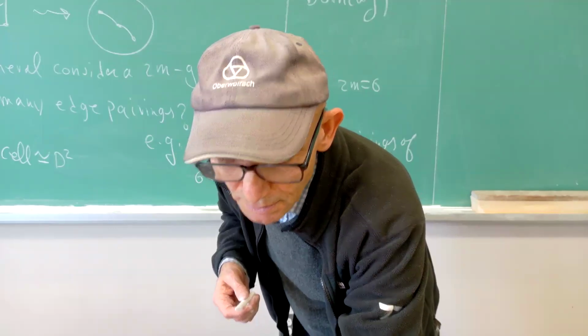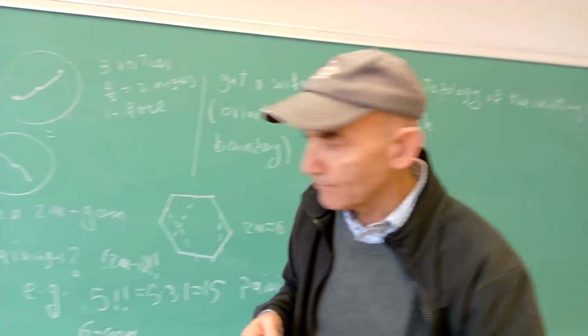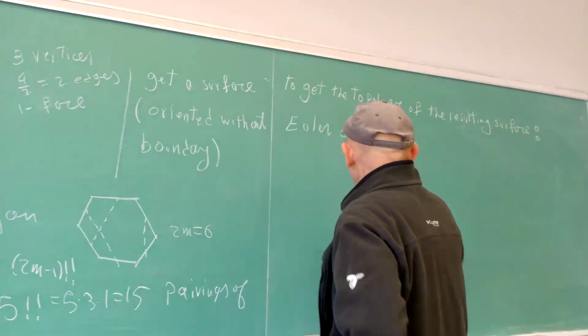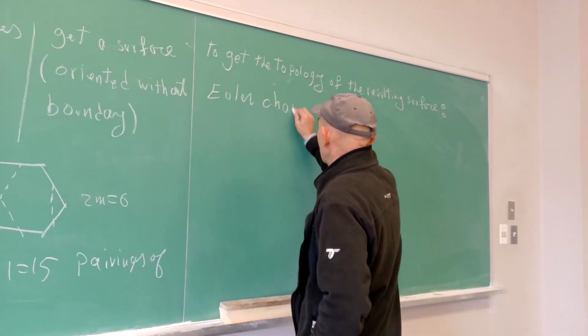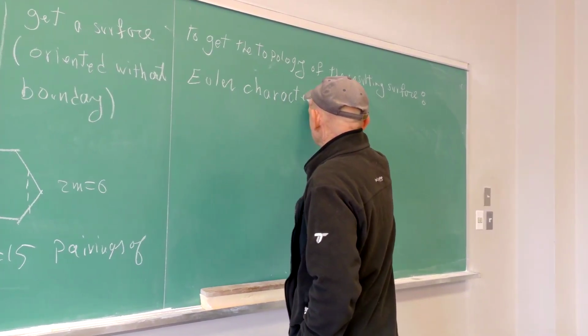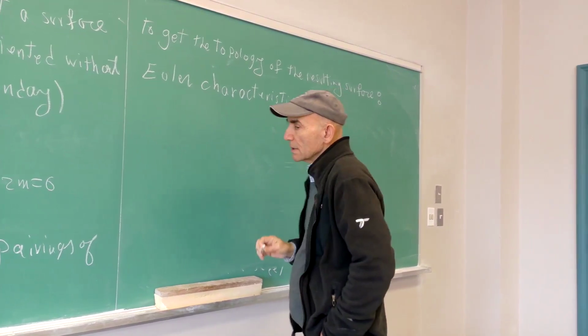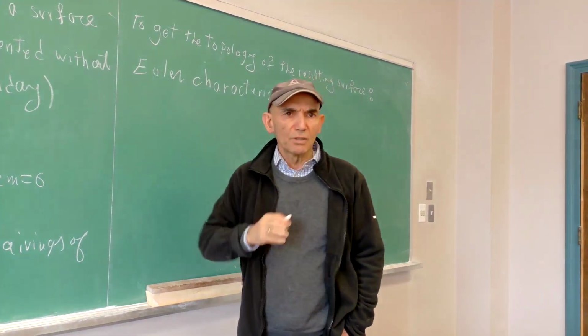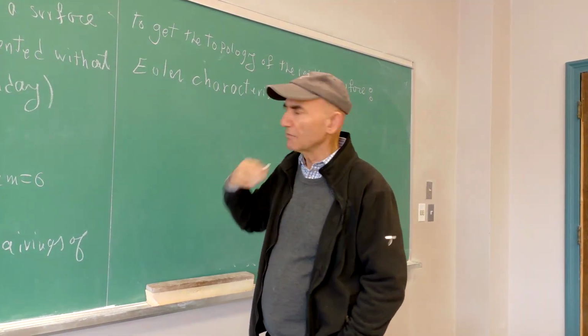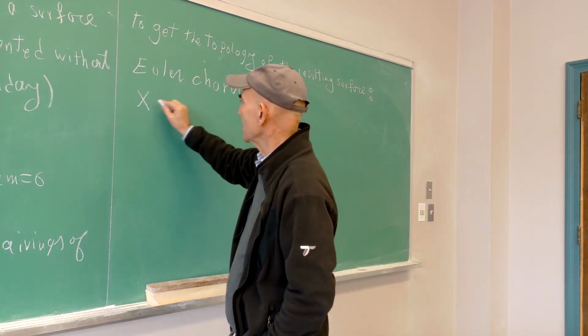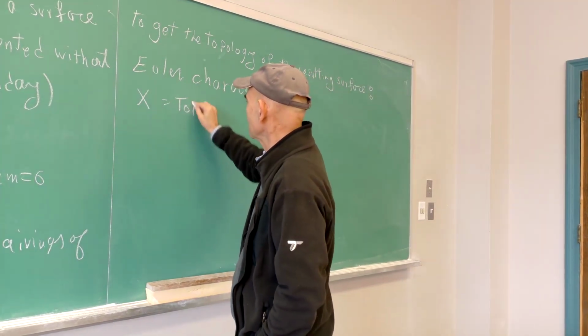So I can now go back to this. Okay, so now, what is Euler characteristic? I want to be a bit more general than just for surfaces. So it's good to have this general thing. So let X be a topological space.